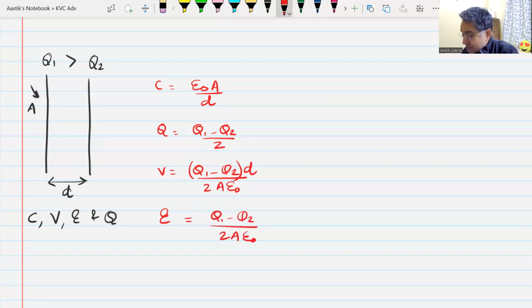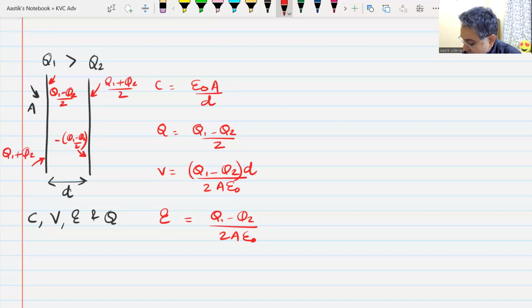So basically what you have to understand is, we had given the charges on the plate. On this side you will have charge Q1 minus Q2 by 2. Yes or no? Yes, sir. On this side, you will have charge minus of Q1 minus Q2 by 2. Yes or no? Yes, sir. On this side, you will get the charge Q1 plus Q2 by 2. And on this side, you will get the charge Q1 plus Q2 by 2. So here, the charge on the capacitor will be this Q1 minus Q2 by 2. Do we understand this? Yes, sir.